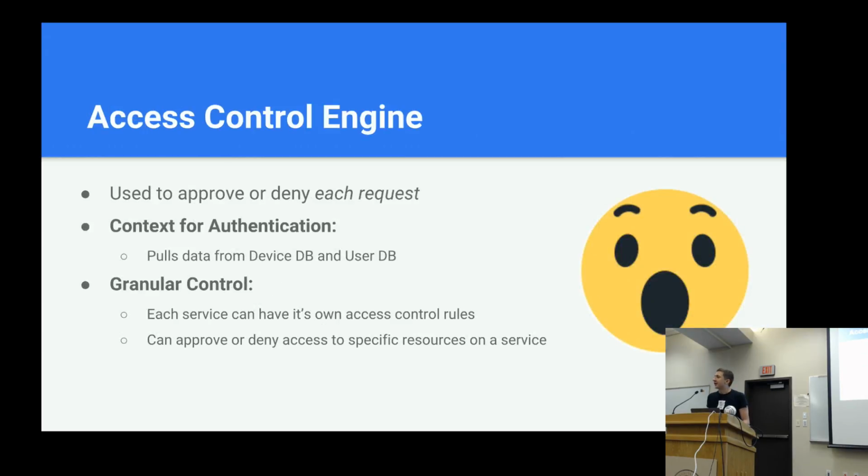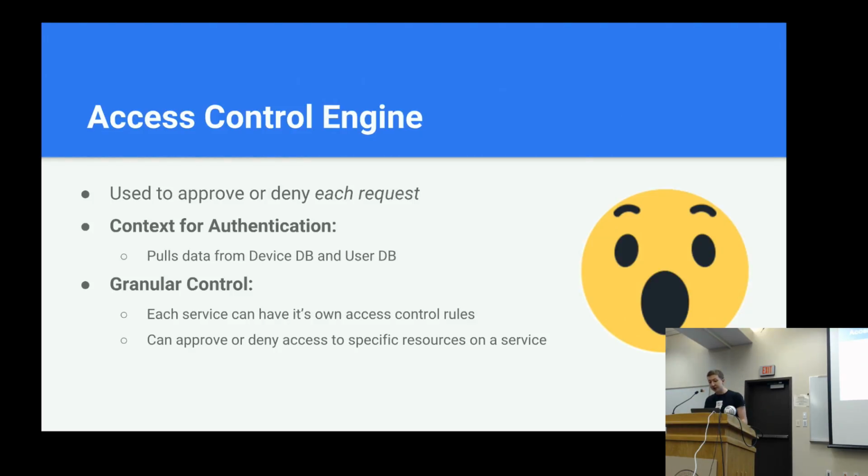And this is where it all comes together. The access control engine, right? This is the meat of the potatoes here, or whatever that phrase is. Basically what we have is some kind of engine that lets us approve or deny every request coming into our services. And that sounds cool, because what we can do is pull the data from the device DB and from the user DB, and correlate that to a request, right? So a request comes in, and I'll explain that in a second, actually. But keep this in mind while I talk about this, because you're like, whoa, that's awesome.